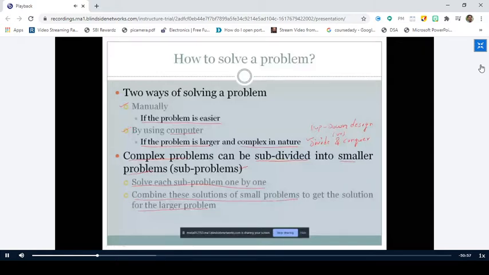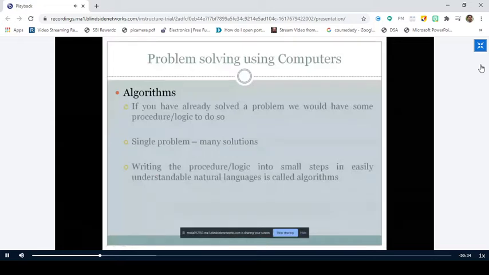So this particular slide is important. There are two ways of solving a problem. One is manual and another one is by using the computer. Manual means if the problem is easier, then we'll go for the manual solutions, and if the problem is complex, we'll go for computers. We may get a question that how computers are going to solve such complex problems. They will make use of a strategy called divide and conquer, where the large problem is divided into smaller problems, and you get the solutions of each and every problem, and then you combine the solutions of the smaller problems to get the solution of the larger problem, right?